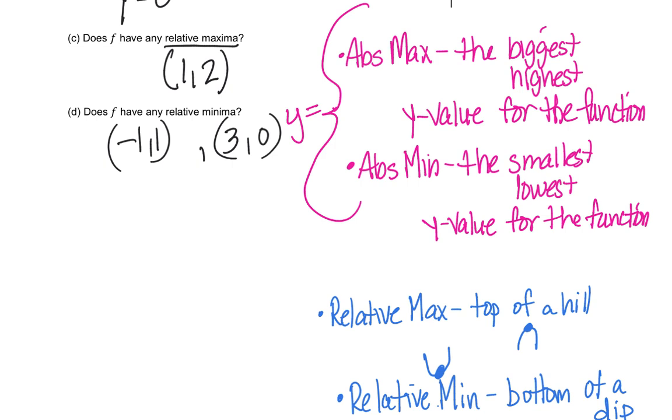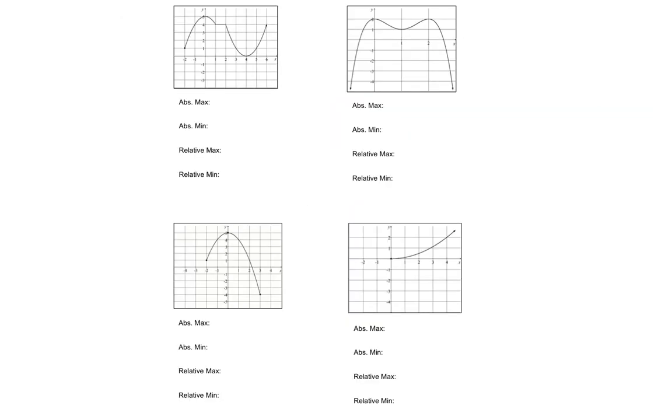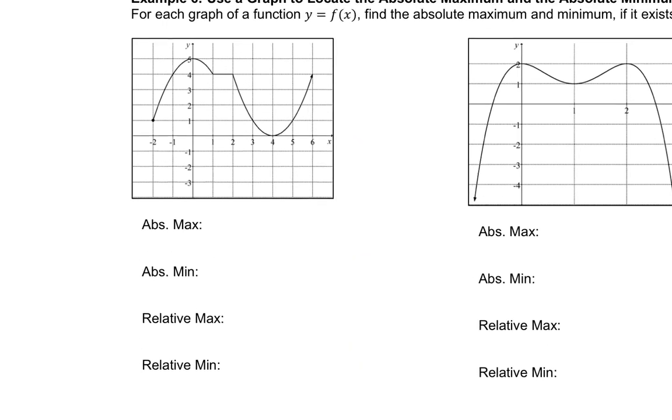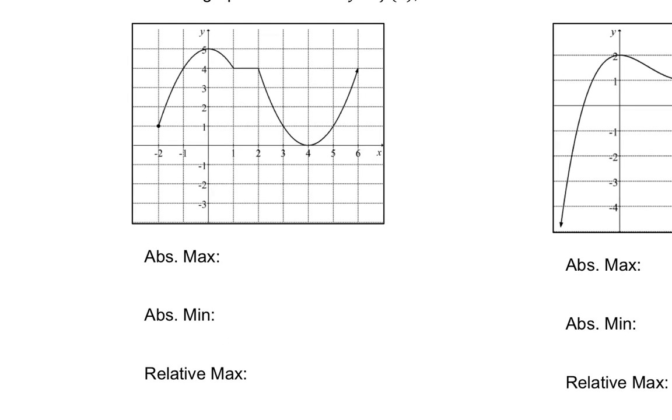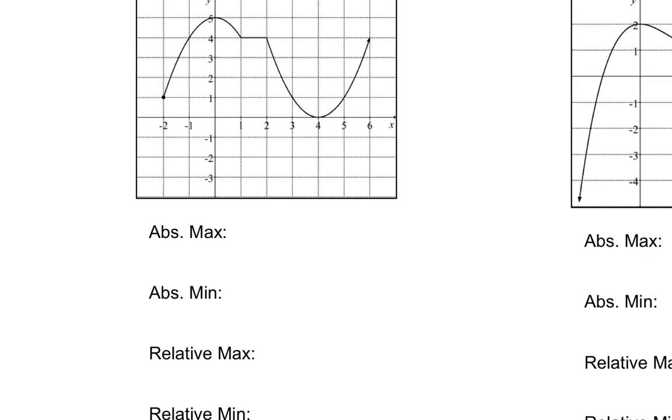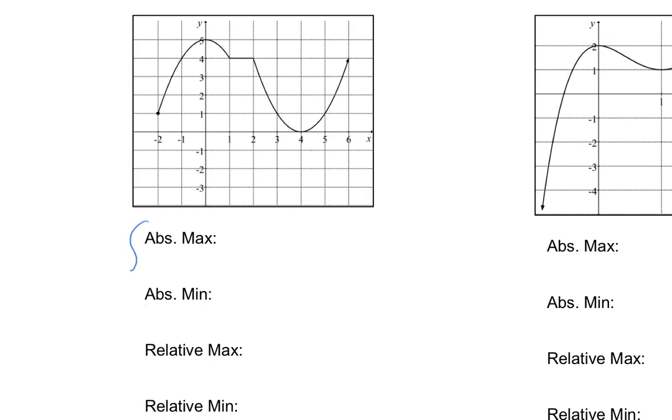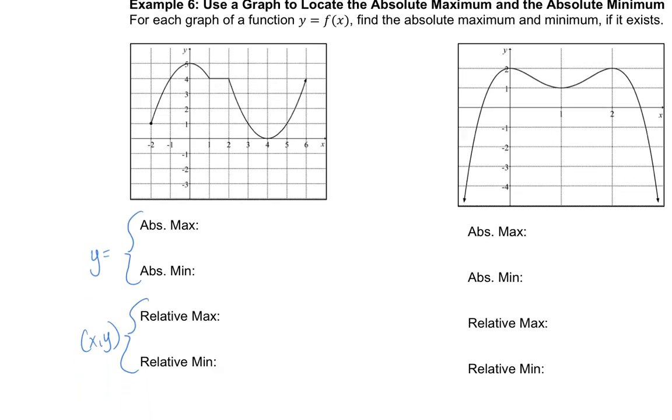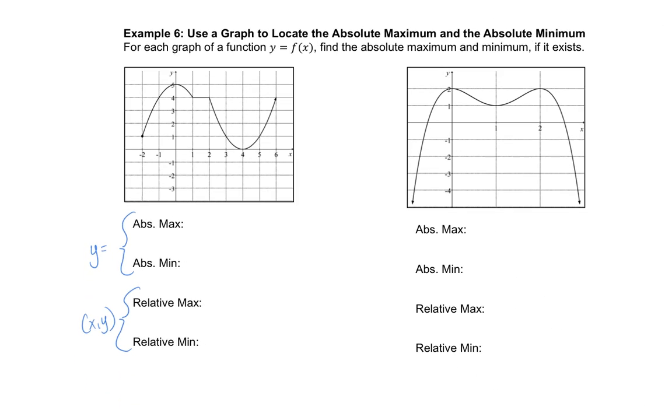So now let's look at some examples of finding our absolute max and mins and our relatives. Looking at this first graph, these two are going to be in the form of y equals. These two will be in the form of x, y.